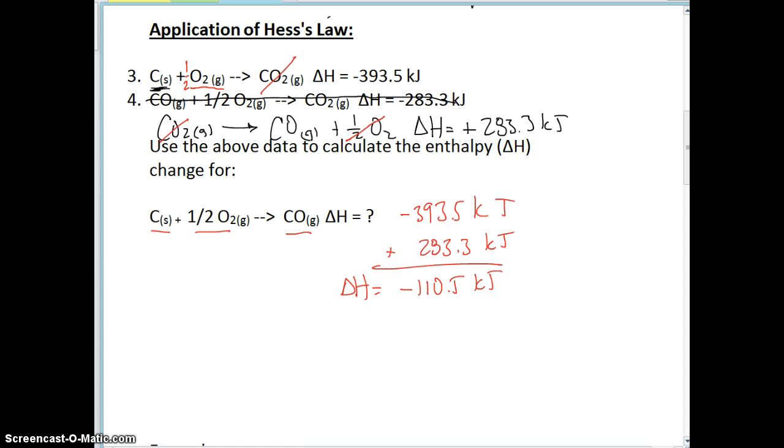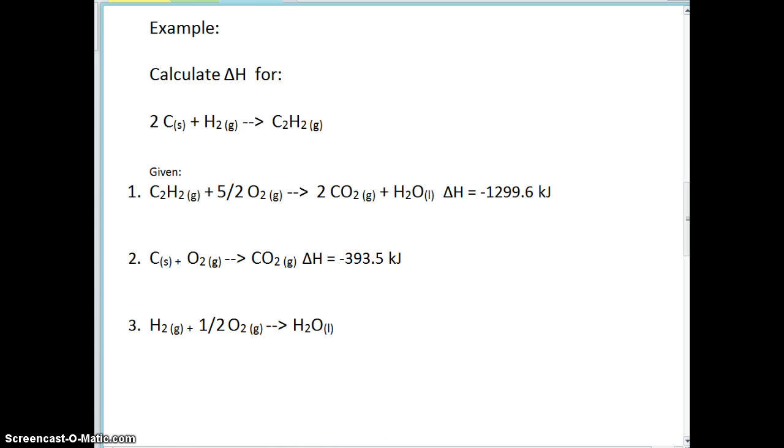Let's give you one more problem, see what we can do with this one. So this one says calculate, it looks like a similar equation here. We're going to calculate delta H for two carbons reacting with a mole of hydrogen to produce C2H2 gas, and we're given three separate equations here to work with. So what we need to do is manipulate these three given equations so it ends up as this equation as our final equation here.